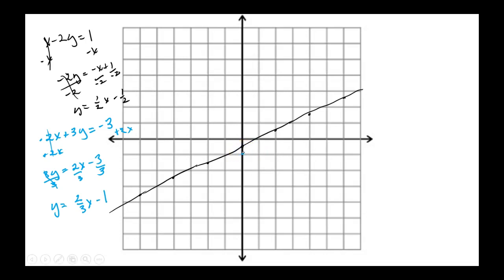Y-intercept is -1, got it. Up 2, right 3. Now, I think it's that point right there. Up 2, right 3, down 2, left 3, and down 2, left 3. So I think that is that equation. Now, my lines don't make a lot of sense, but I think that's the point of intersection. Okay. And it looks like the answer is 3, 1.